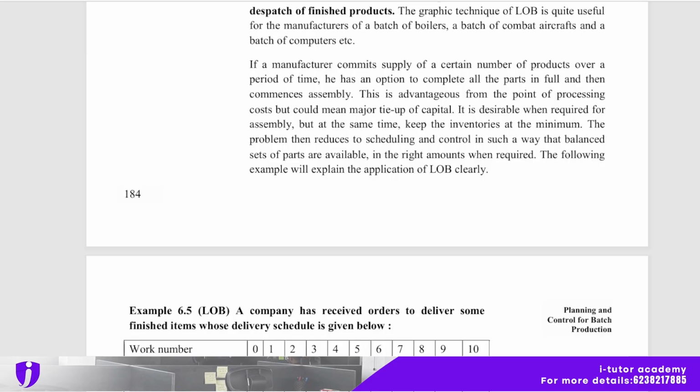And if a manufacturer commits supply of a certain number of products over a period of time, he has an option to complete all the parts in full and then commence assembly. This is advantageous from the point of processing cost, but could mean a major tie up of capital. It is desirable to have parts when required for assembly, but at the same time keep the inventories at the minimum. The problem is then reduced to scheduling and control in such a way that balanced sets of parts are available in the right amount when required. The following example will explain the application of LOB clearly.